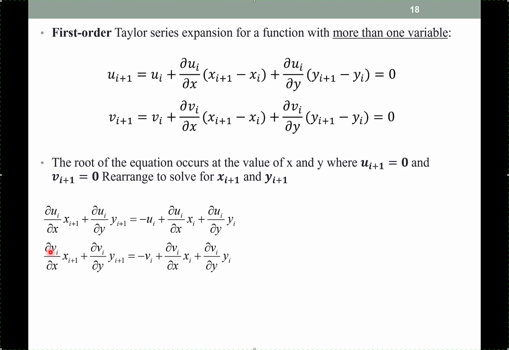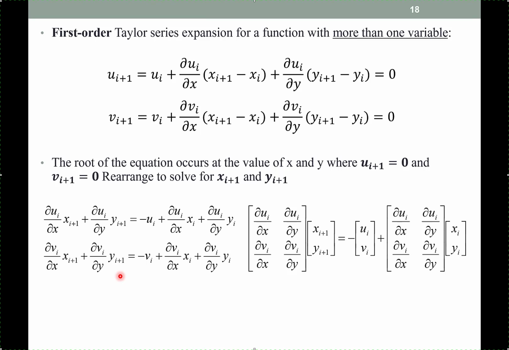to get these partial derivatives multiplied by the future values of xi plus 1 and yi plus 1, which are basically, in every iteration, the next estimate of what x and y would solve the set of nonlinear equations. So this in matrix form looks like this. This exact thing here is basically transformed into matrix form.